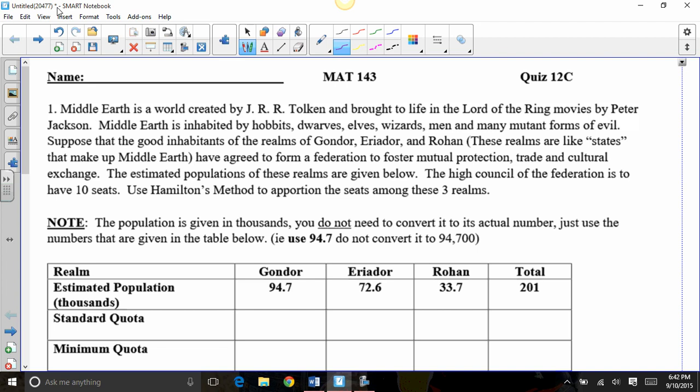There are two ways that I presented in the notes, and that was Hamilton's method as well as Jefferson's method. We'll start here in the first example with Hamilton's method. And what I'm looking at here in this example is J.R.R. Tolkien's Middle-earth. And in Middle-earth, there are several realms, and 3 realms that I'm looking at here: Gondor, Eriador, and Rohan. And they were trying to create a high council so that they could have nice protection, trade, cultural exchange, keeping themselves protected, essentially. All right, so the math behind what we're trying to do here.